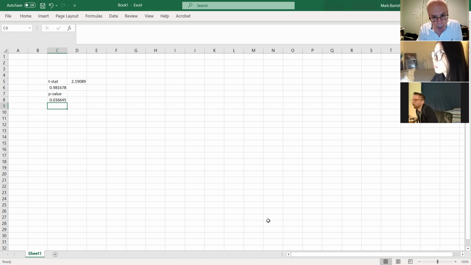And then you compare it to my alpha. What's my alpha? 0.02. If the p-value is greater than alpha, I'm not going to reject the null hypothesis. In this case, my alpha is 0.02. It's 2%. This is bigger than 2%. Do not reject.